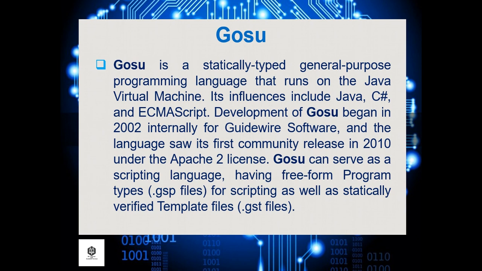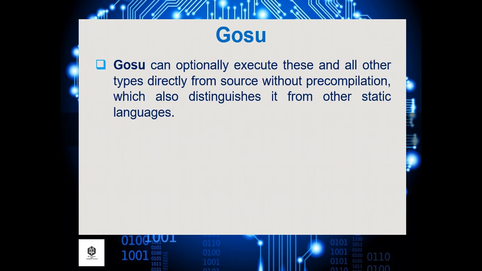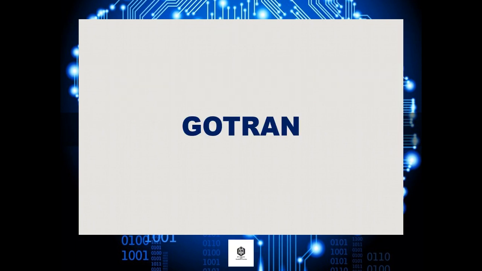Gosu can serve as a scripting language, having free-form program types or .gsp files for scripting, as well as statically verified template files or .gst files. Gosu can optionally execute this and all other types directly from source without pre-compilation, which also distinguishes it from other static languages.